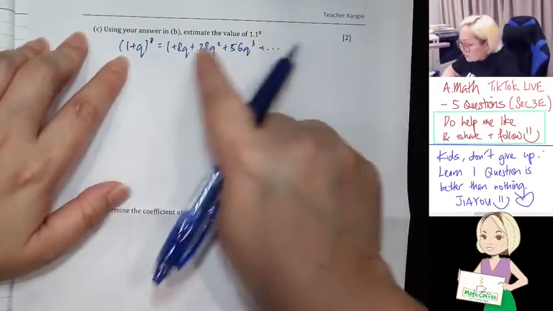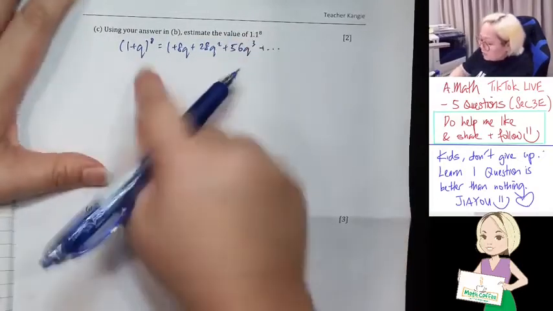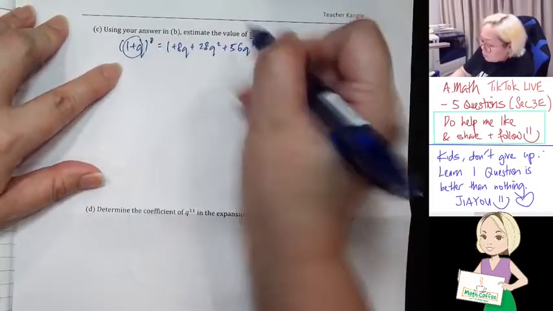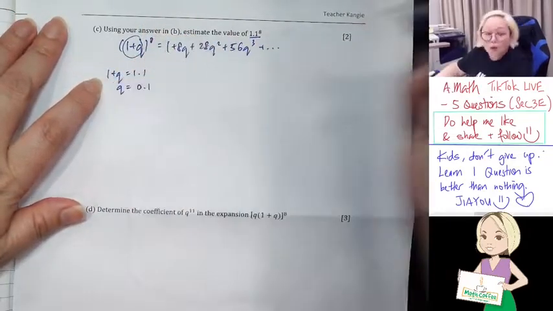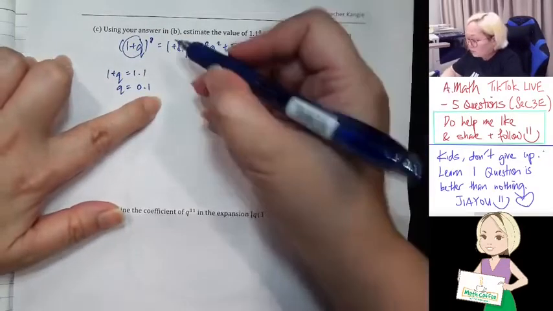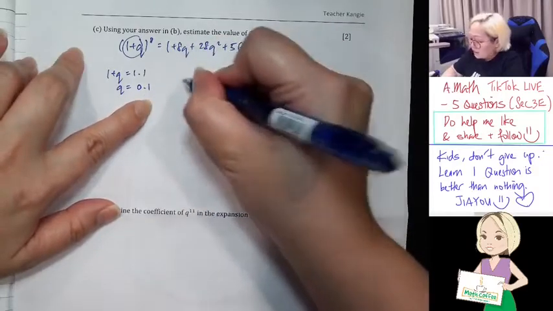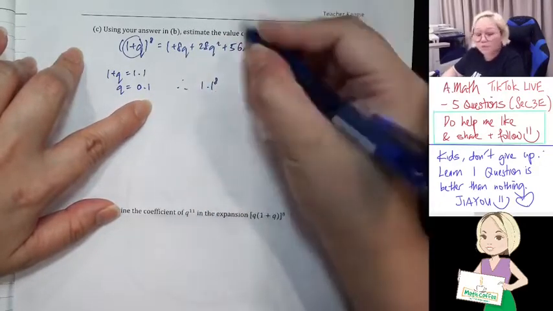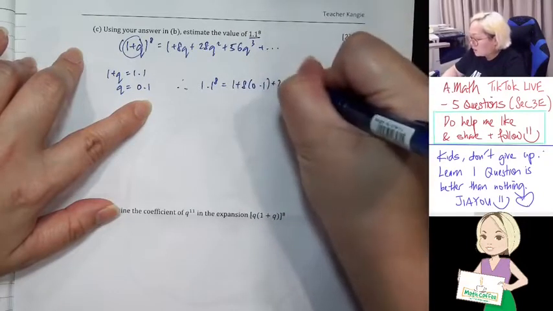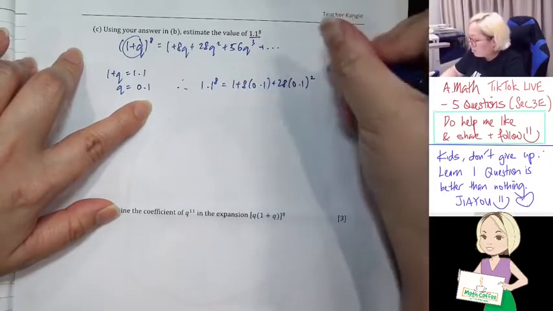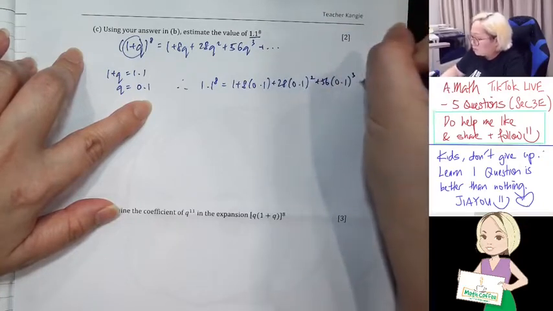They want you to make use of these to solve 1.1 to the power of 8. So I already know that 1 plus Q is 1.1. So 1 plus Q equals 1.1 means that my Q is 0.1. So with this, all I need to do is replace all the Q with 0.1. Therefore, 1.1 to the power of 8 equals 1 plus 8 times 0.1 plus 28 times 0.1 squared plus 56 times 0.1 cubed. Remember to put plus dot dot dot.